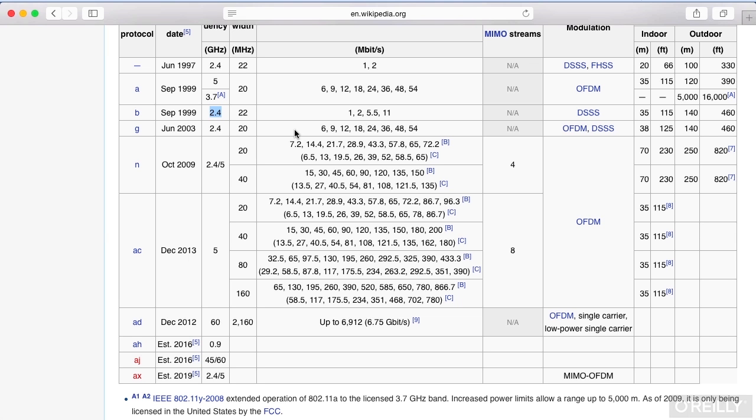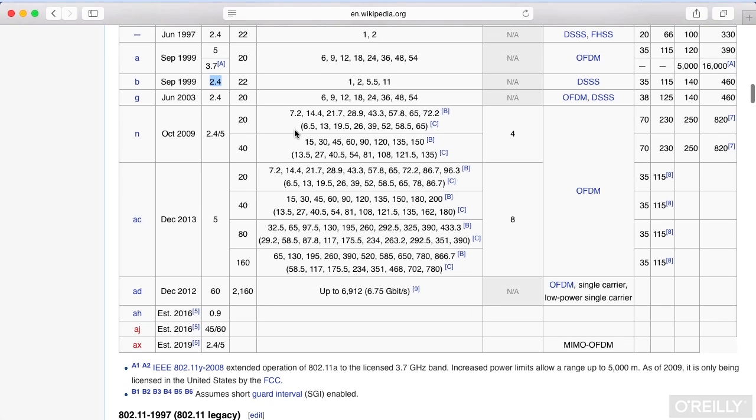Now, G came out in 2003. Now we're back to supporting 54 megabits per second over the 2.4 gigahertz range of frequencies. Then in 2009, we get 802.11n, and that supports multiple input-output channels. And the more channels you get, the more bandwidth you can support. So you can see here that we can support up to 135 megabits per second.